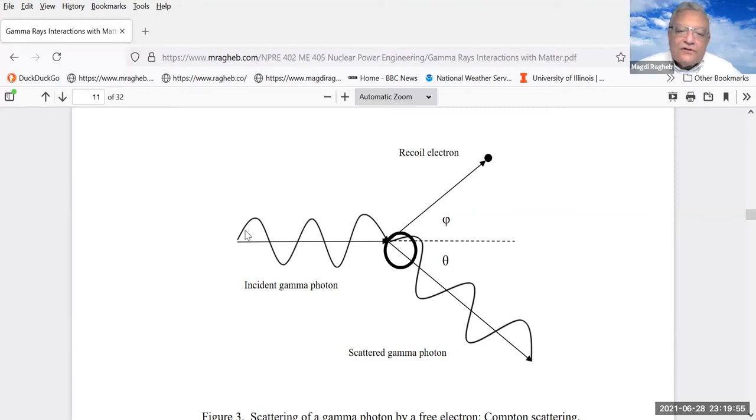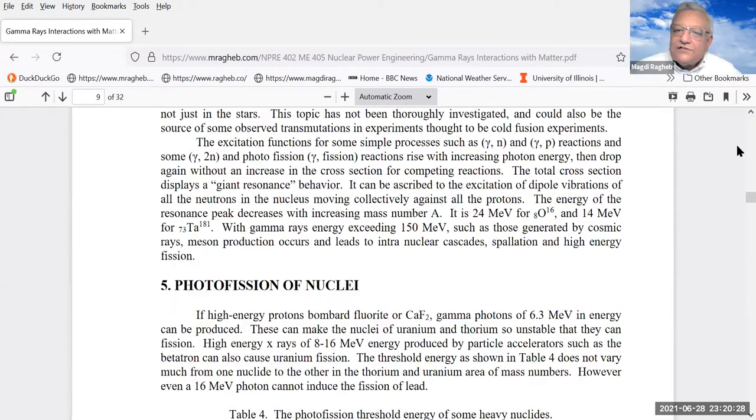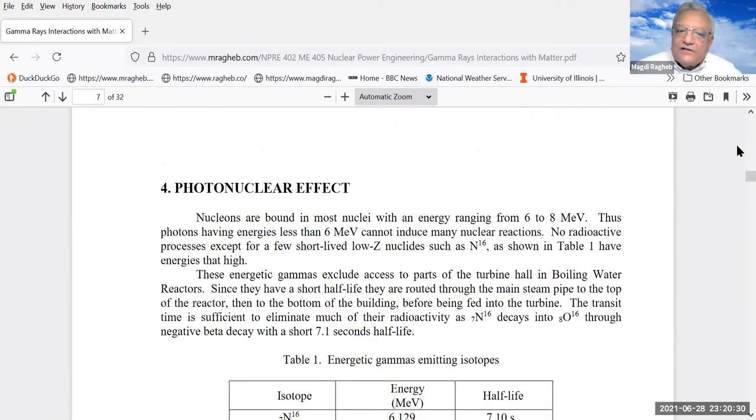So we are showing the incident gamma photon with high frequency, meaning short wavelengths. And now the wavelength has increased. And this is a way of shielding against gamma rays, obviously, because an energetic gamma photon with a high frequency becomes a gamma photon with a lower frequency or longer wavelengths. So Compton scattering is a second process by which gamma rays interact with matter in today's applications.